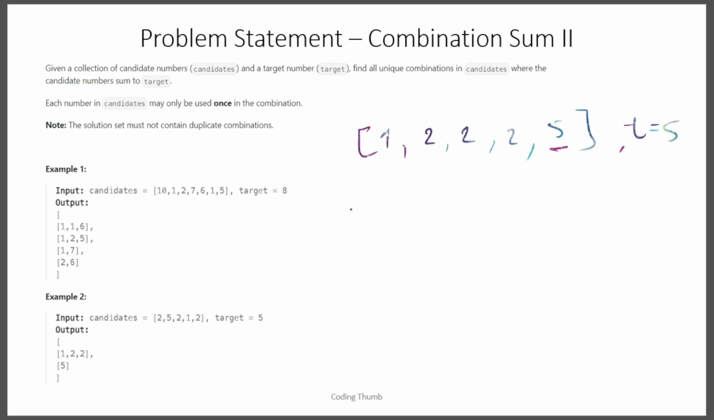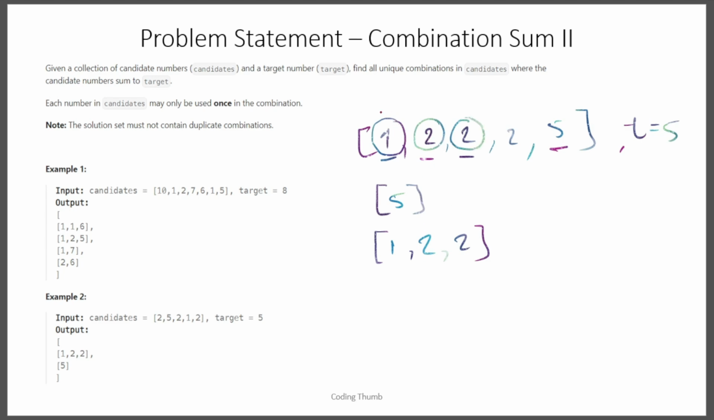We can just take 5 as it is. So 5 becomes one of the combinations. We can also take 1, 2, and 2. So we can get 1, 2, and 2, which again adds up to 5. Now notice we have certain elements that are duplicates. So we have taken this 1, this 2, and this 2 to form our candidate.